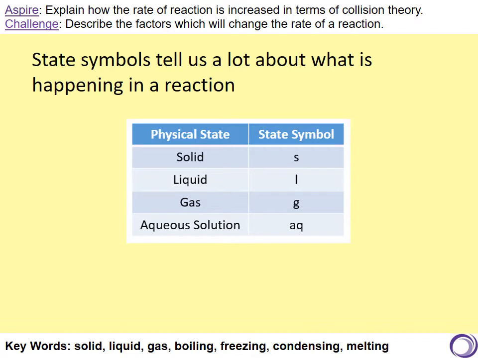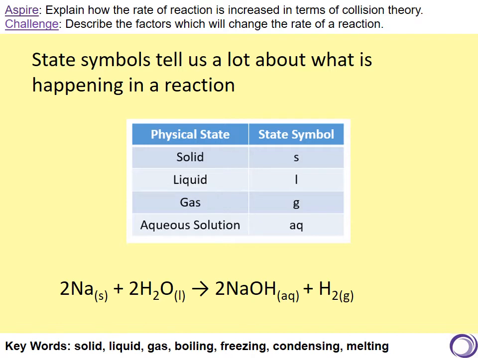So I just want to remind you at this point about state symbols. They tell us a lot about what is happening in a chemical reaction, and if we look at this equation below, you can see that a small s in brackets would tell us that in this equation the sodium is a solid, water is a liquid, and here the sodium hydroxide that is produced is an aqueous solution. That means it's dissolved in water. And finally, H2 has got a g after it, so that means hydrogen gas is produced in this equation. These are really, really useful things, and in an exam these will always be given.